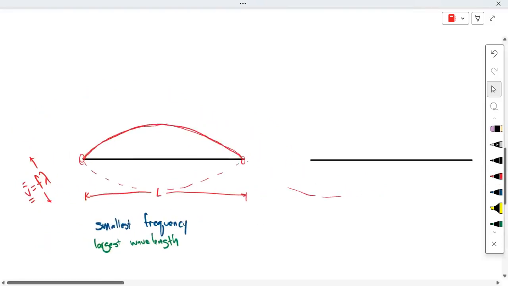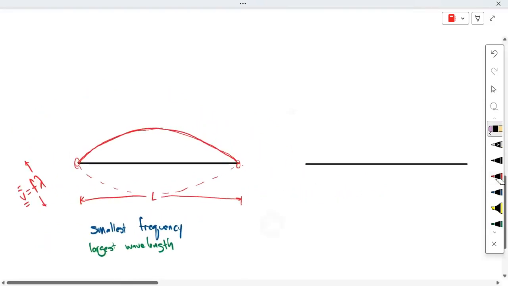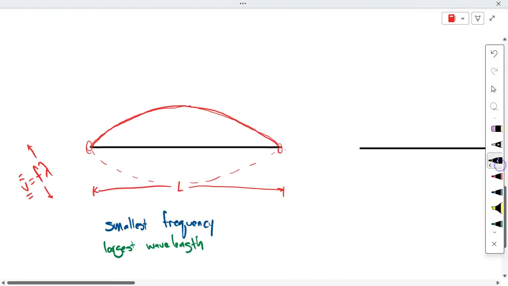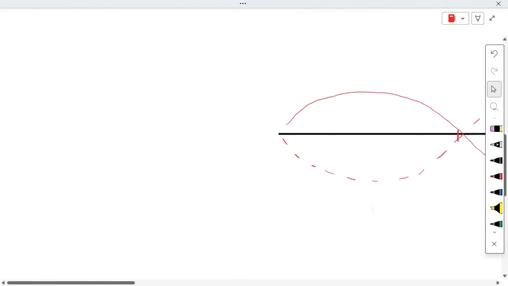And we could start to make some basic relationships. This string length is half of a wavelength, or the wavelength for this oscillation, if we could extend the string, would be twice as long as the string. Yeah? As we sort of talked about.